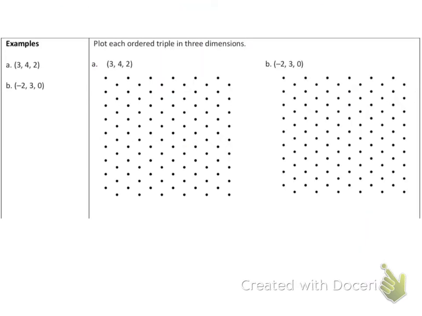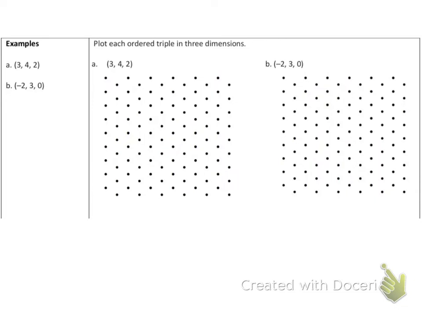If we move on to the bottom half of this page, you'll see we're supposed to be plotting these ordered triples. We need to plot the point positive 3 in the X direction. Then after plotting 3, we're going to go 4 in the positive Y direction. And then we're going to go 2 in the positive Z direction.